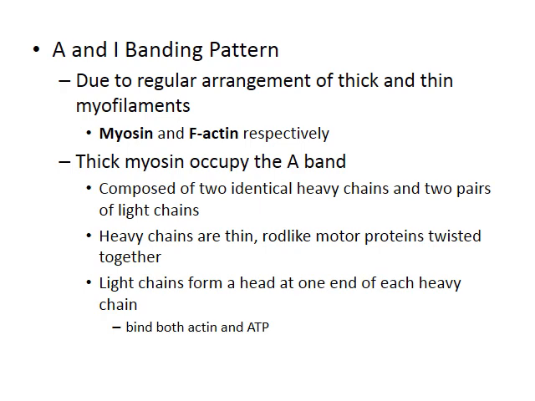Now, the thick myosin, which is going to cause the A band to be darker, is composed of two identical heavy chains and two pairs of light chains. So there's quite a bit of protein found here. The heavy chains are very thin and rod-like proteins that are going to twist together. And as they twist, that is what's going to cause contraction. The light chains are going to be on here and form a head at each end of a heavy chain, and this is going to bind your actin and ATP, which is going to cause the contraction to occur.